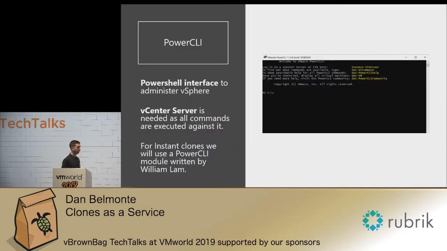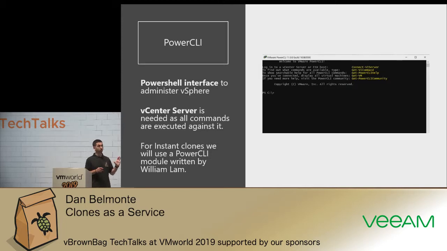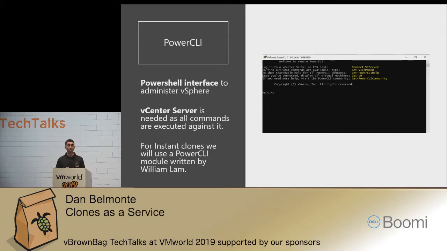So PowerCLI, you for sure know it. It's the PowerShell interface. You need a vCenter, and usually you should run these commands to run instant clones through the API. We're going to use a PowerCLI module from William Lam. I really appreciate that he did that.